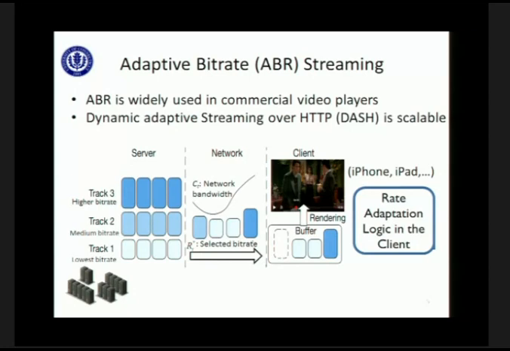So you select different segments and then put them together as the video that you're going to play on your client. So here, for example, you selected the one from the second track, from the first track, and then the third track, and then put them together and render in your client. So this whole rate adaptation logic is being done in your iPhone. So that's why it's a highly scalable approach. This was initially started by a company called Move in 2006, which went out of business, but now it's become a very popular technique for streaming.